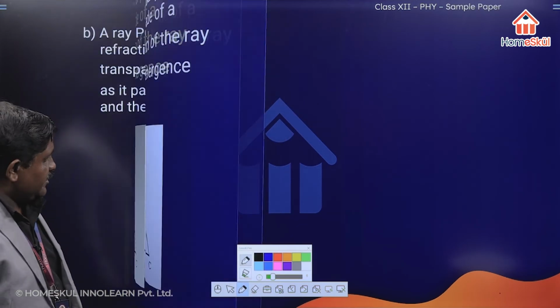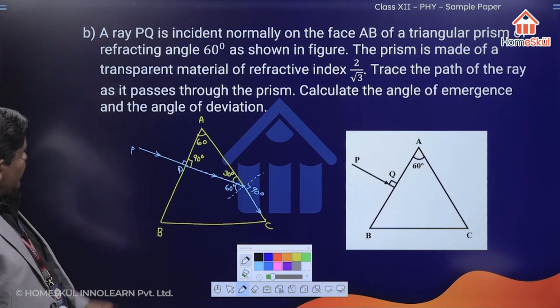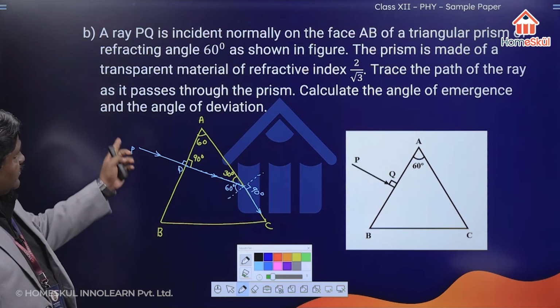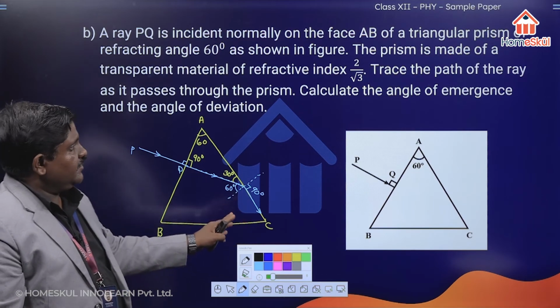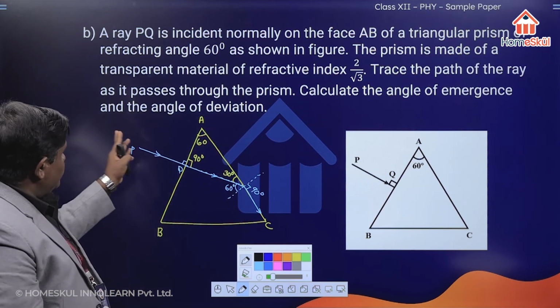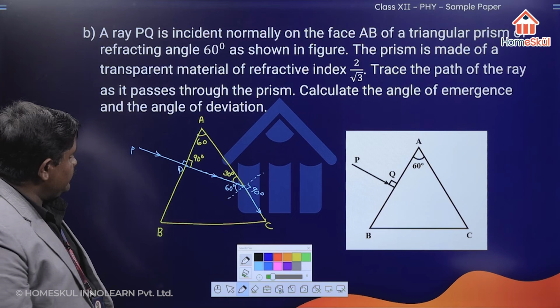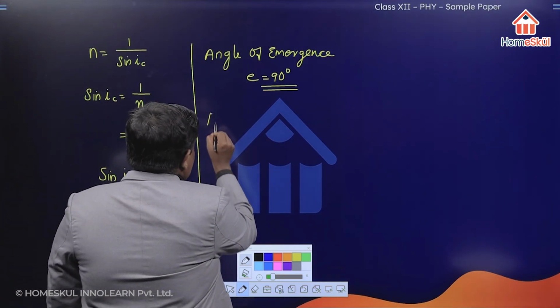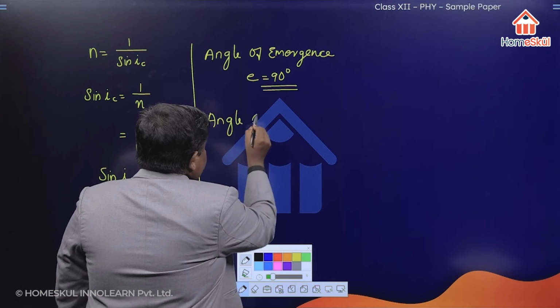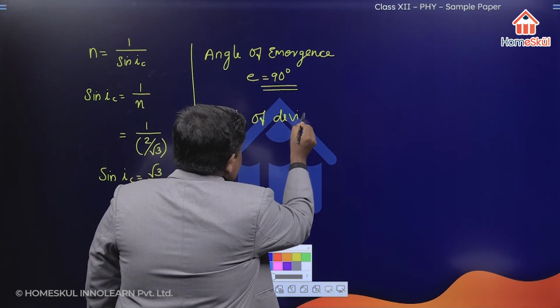Okay, so now we have already answered the two questions, that is, trace the path of the ray as it passes through the prism. So it's already done. Then calculate the angle of emergence. Angle of emergence is already done. Then the next one, angle of deviation. Next we have to find out the angle of deviation.